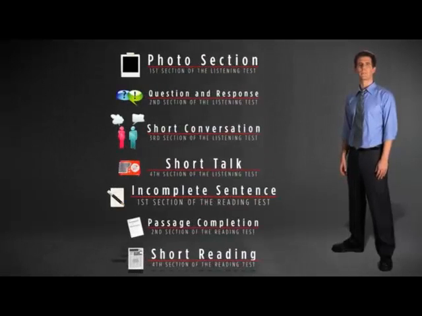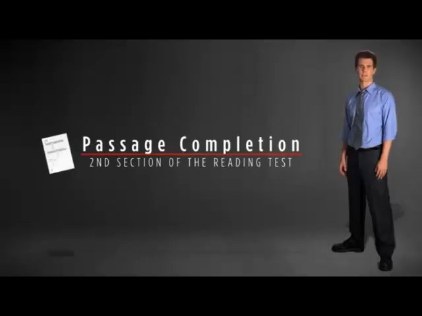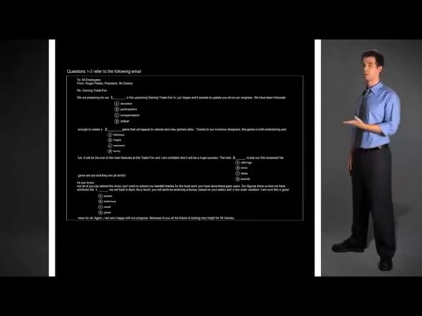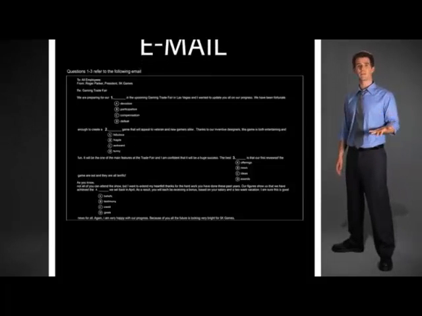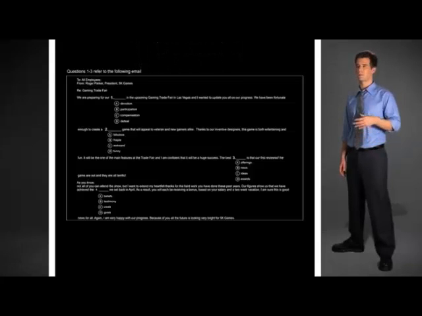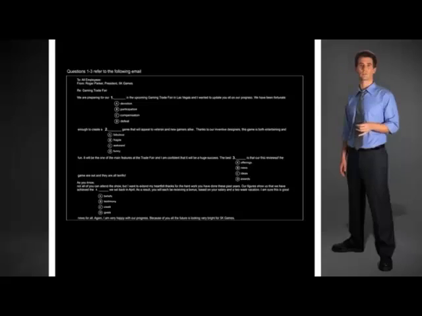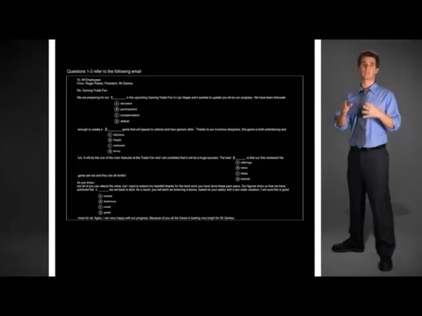Today we're going to take a look at the passage completion section of the TOEIC test. Now the passage completion section is the second section in the reading test. Let's take a look at a passage completion reading. Here it is. These can be emails, reports, forms, advertisements, announcements, letters. Now, if you notice, there are 4 sentences with missing words, 4 incomplete sentences. Below the missing words, you have 4 answer choices. You have to choose which answer choice best completes the sentence.